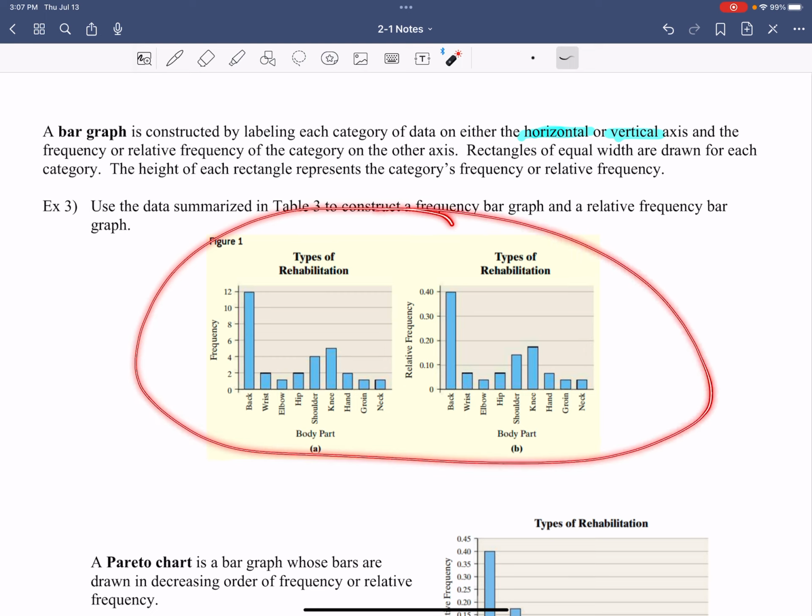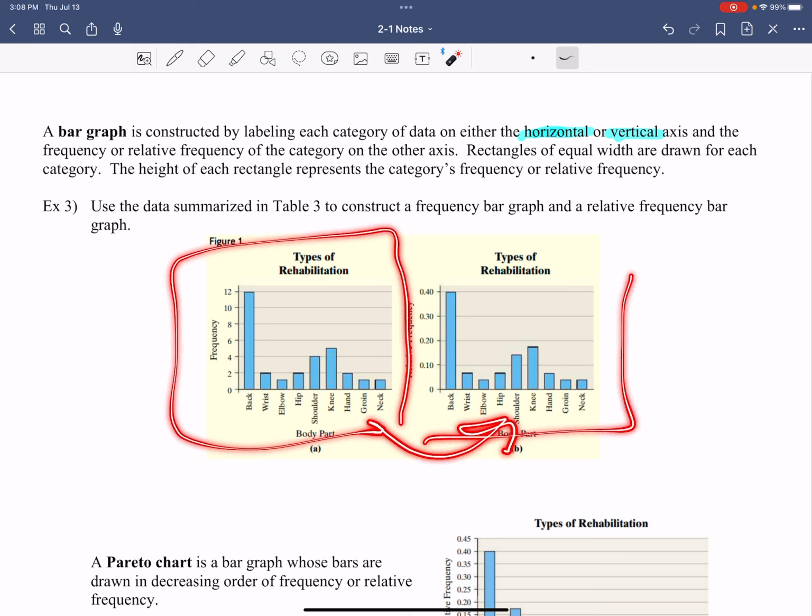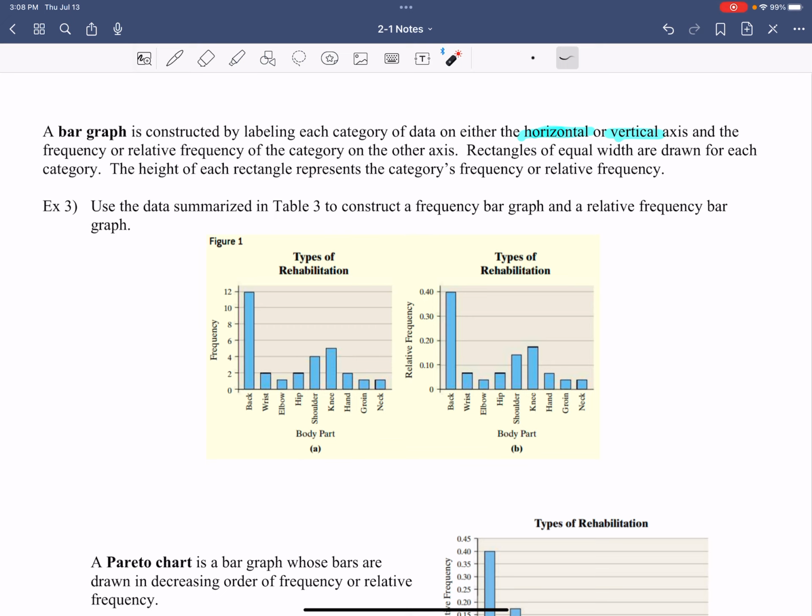So here's the data that we just looked at on those rehab body parts. So our body part, it's qualitative, so that's what's going to go on that horizontal axis. It doesn't have to go horizontal, it could go on the vertical axis because bar graphs can go side to side or they can go up and down. This particular one goes up, and notice it says frequency and relative frequency. Look at what happens. If I were able to pick this up, scoot it over, and put it on top, don't you see how those would look the same? Cool, right?